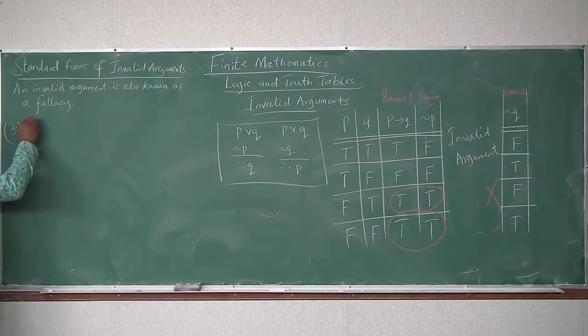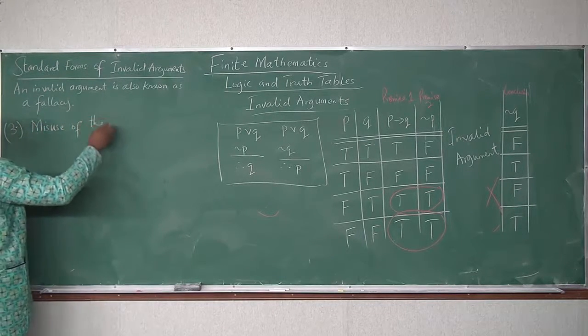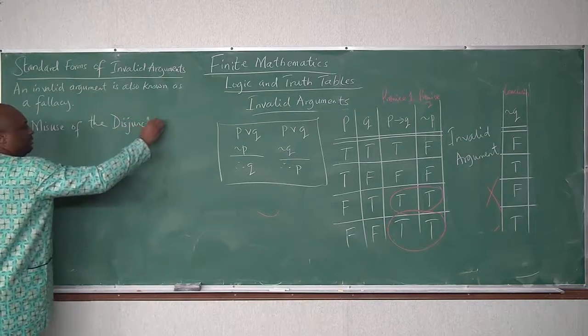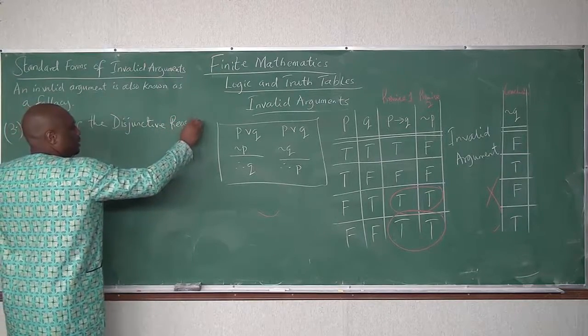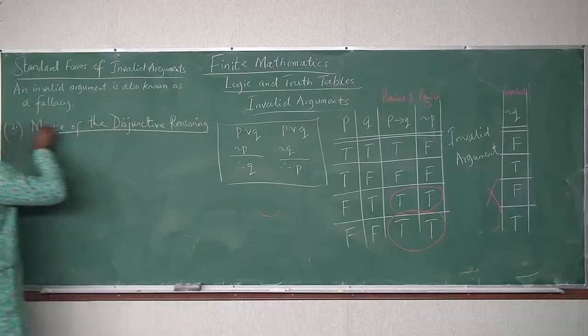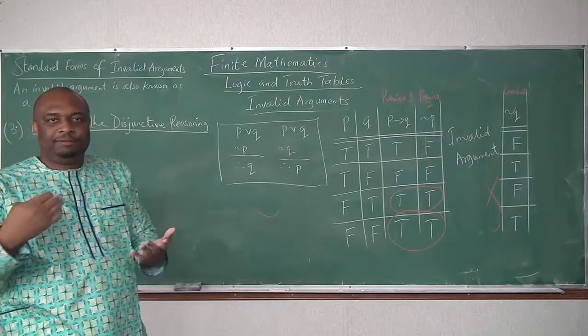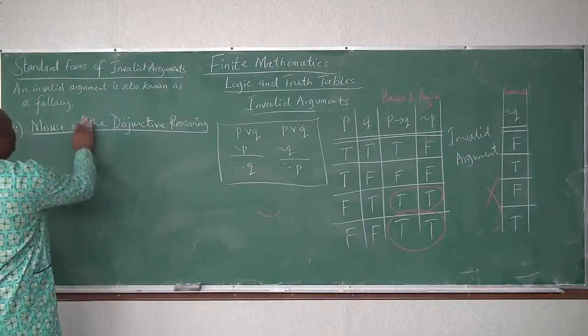The third one is misuse of the disjunctive reasoning. And I'm going to show you the trick of this one. Or you can say misuse of disjunctive syllogism. Misuse of disjunctive reasoning.